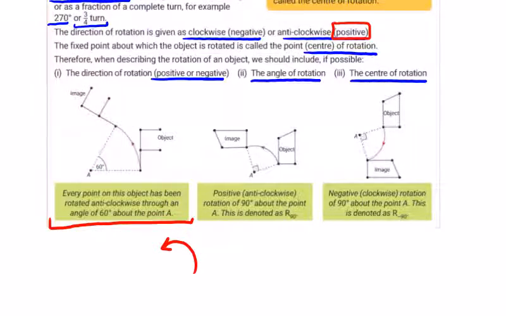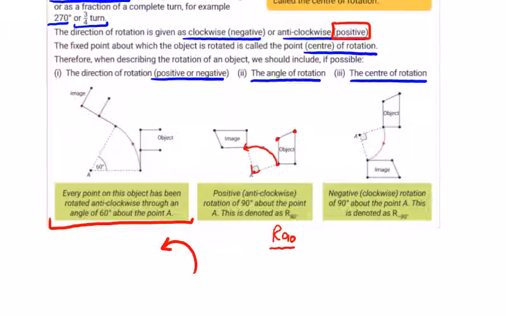In the second one, we start with my object. My object is here. So this point that they highlight is going back in this direction, and that's an angle of 90, we can see here. And again, about a fixed point A. This could be denoted as R90.